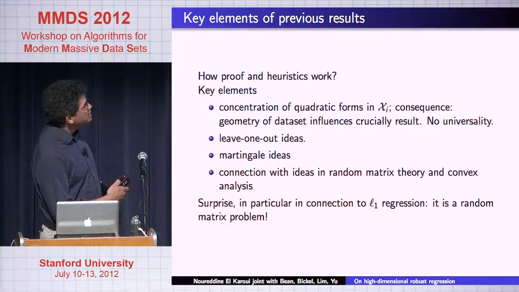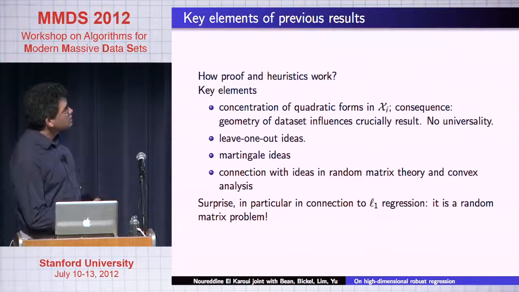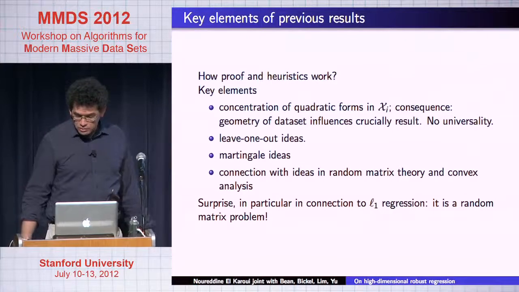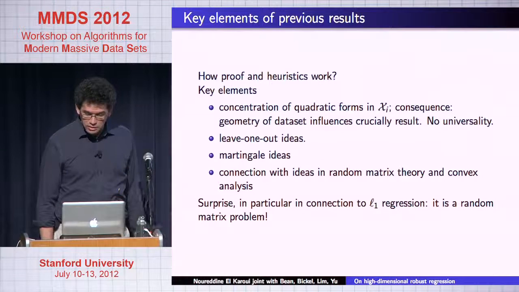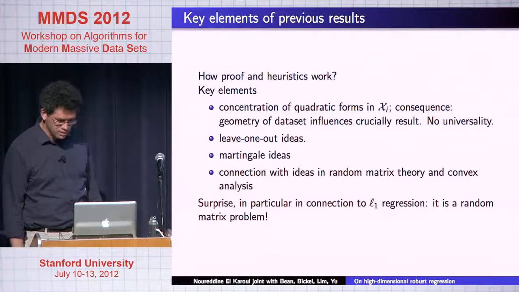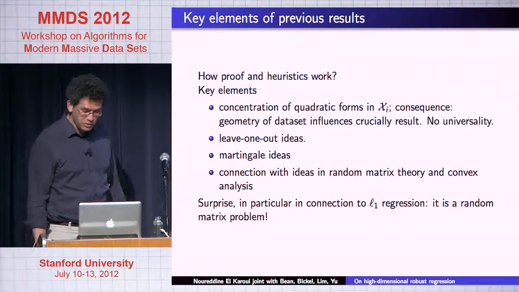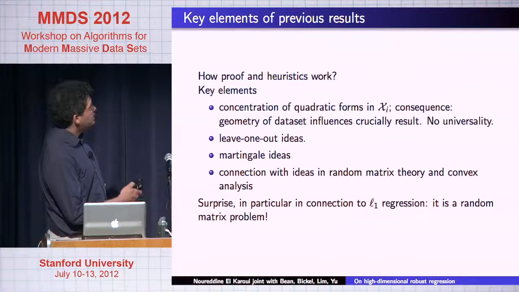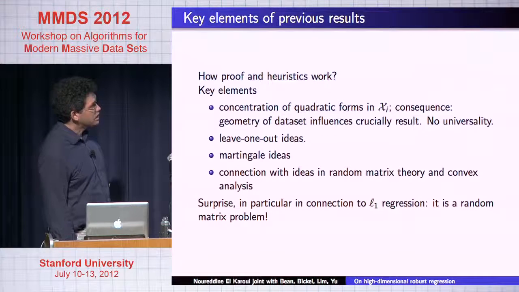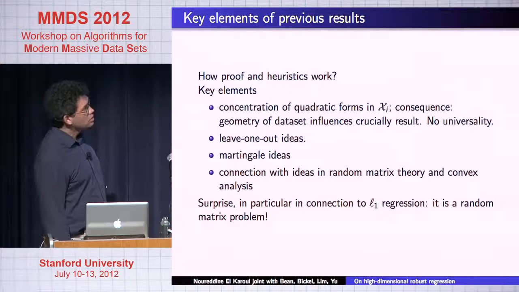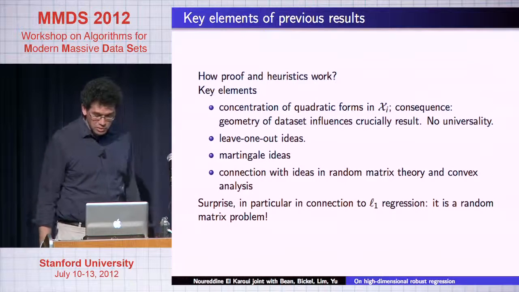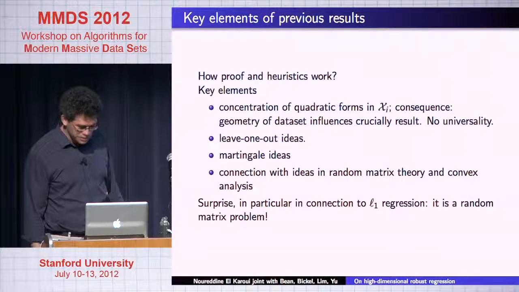We use a lot of leave-one-out ideas, martingale ideas, and basically make a connection with random matrix theory, specifically spectral distribution for random matrices and convex analysis. It wasn't obvious at all that it was the prox everywhere, but once you know it, it's kind of easy to verify, but maybe hard to find. And that was a bit of a surprise, at least for me, because in L1 regression, we know that many residuals are exactly equal to 0, p of them. So it didn't look like a random matrix problem, more like a combinatorial problem, but actually you can tackle it through random matrix techniques.